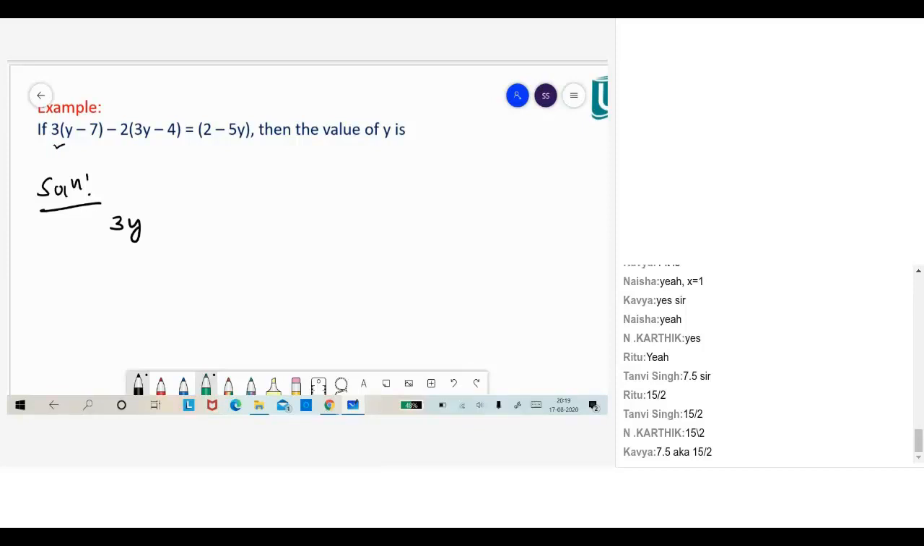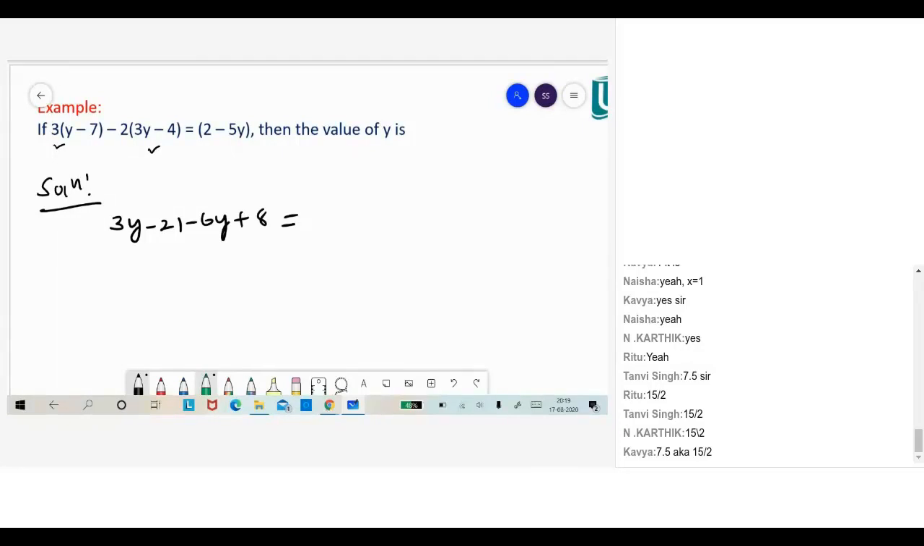So minus 2 into 3y is minus 6y, and minus 2 into minus 4 is plus 8. On the RHS, you have 2 minus 5y, remains same. So here, your 3y minus 6y, what is 3y minus 6y? Obviously minus 3y. Minus 21 plus 8 is minus 13.